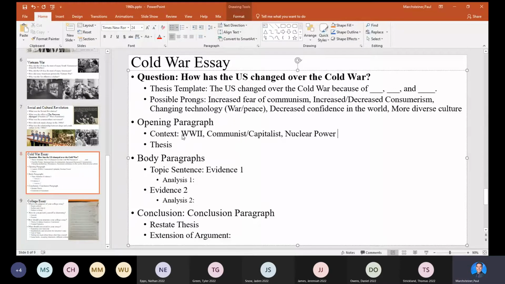So you want to start off with context, talk about stuff that's happening before the Cold War to help set up your paper. Then you want to lay out your thesis for your reader. And then you move on to body paragraphs, of which you should have 3 in the standard 5-paragraph essay format.